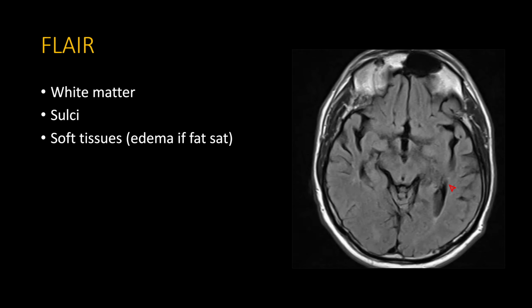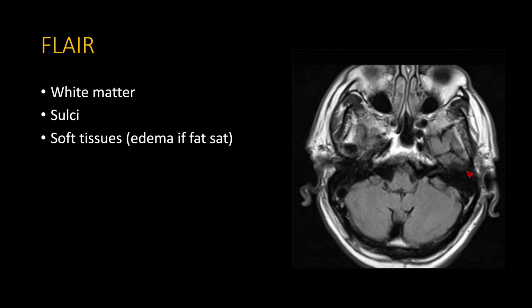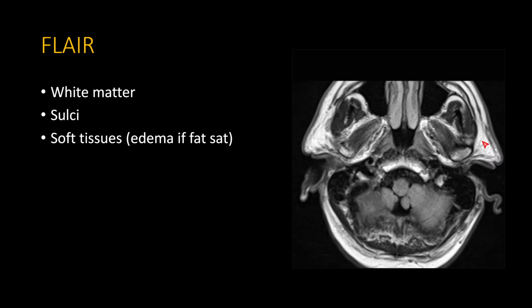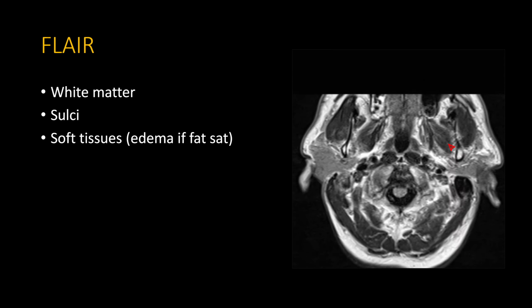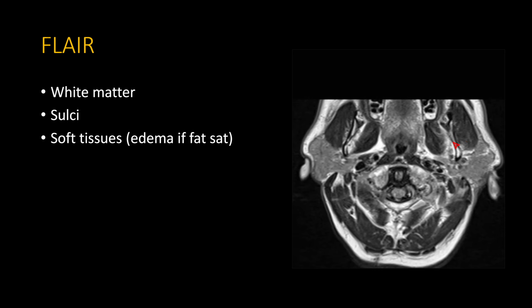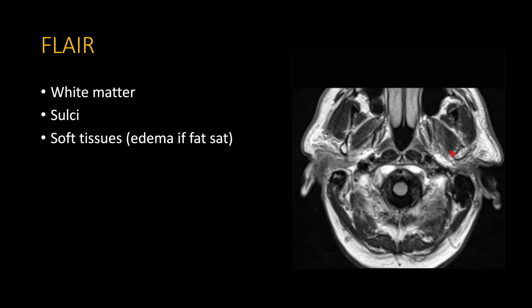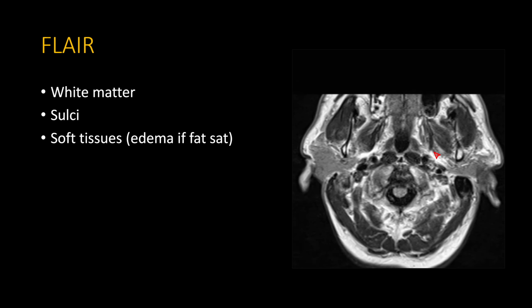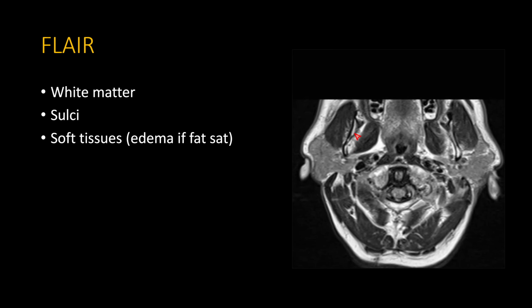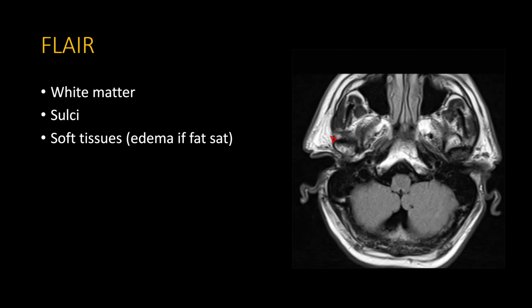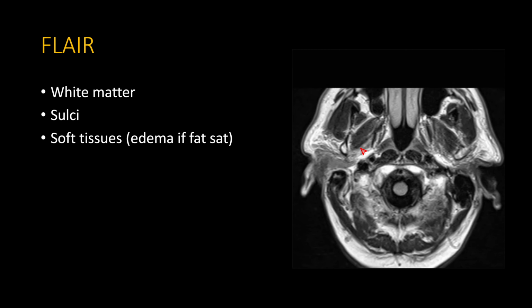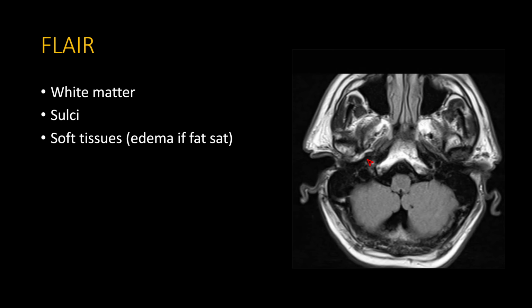And then FLAIR, I find, especially if it's done with fat saturation, and this particular case is not done with fat saturation, is actually pretty good for looking at the extracranial soft tissues, especially for edema. Because right now here you can see there's no fat saturation and fat is bright. So you can't really check for edema because edema would also be bright. But if the fat is suppressed, then edema in the subcutaneous tissues would look bright, and so it will show up very nicely.